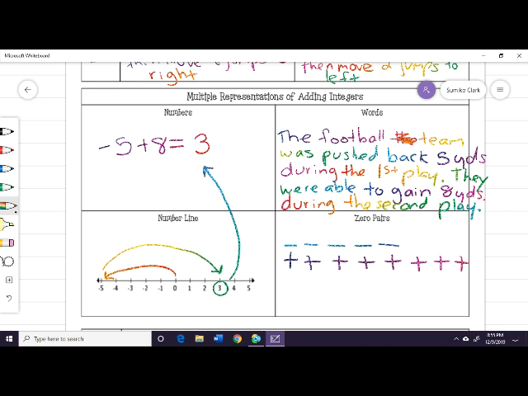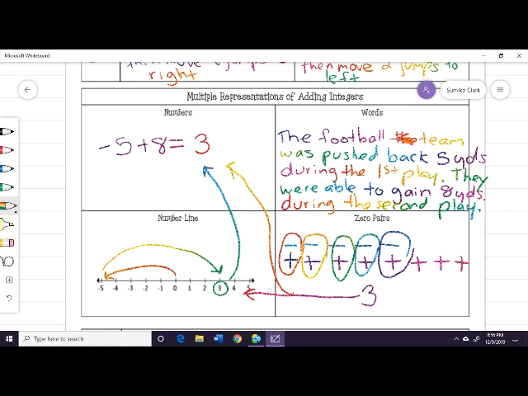Anytime we have a negative and a positive, they cancel each other out. So let's go ahead and get rid of those. Those are gone. Those are gone. And those are gone. What are we left with? We are left with 1, 2, 3 pluses. So this leaves us with a positive 3, which is what we got here and here. Okay, so these are 4 different ways to picture the same addition problem.